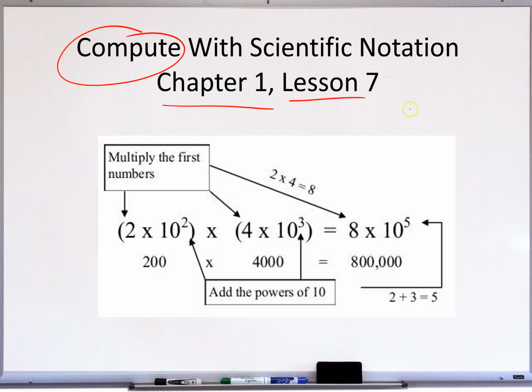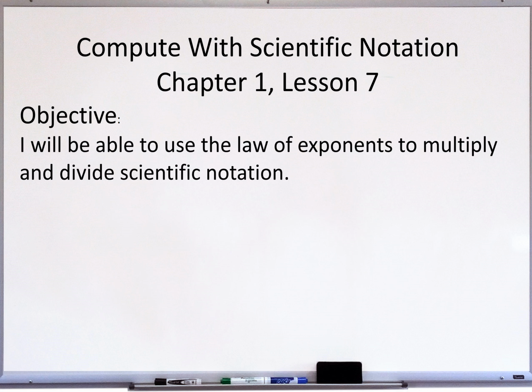We're in Chapter 1, Lesson 7 of the book. Let's get started. Our objective is: I will be able to use the law of exponents to multiply and divide scientific notation. But today, we're going to focus on multiplying.